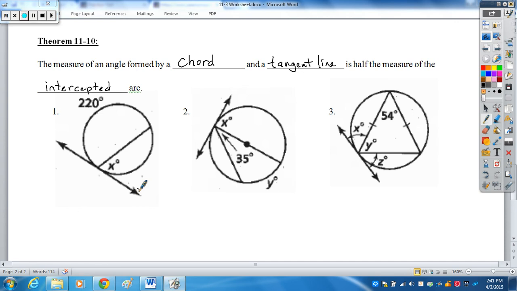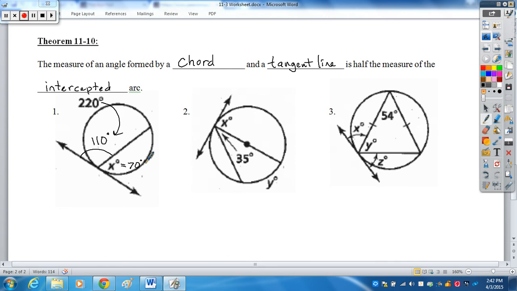One way would be to say, well, I know that this angle right here is going to be half the measure of the intercepted arc of 220. So this angle measurement right here is going to be 110 degrees, okay? Which again is half of 220. Now from there, you also know that these two angles, this angle here and this angle here, are supplementary. So if I take 180 minus 110, I'm going to get this angle measure, which is 70 degrees.